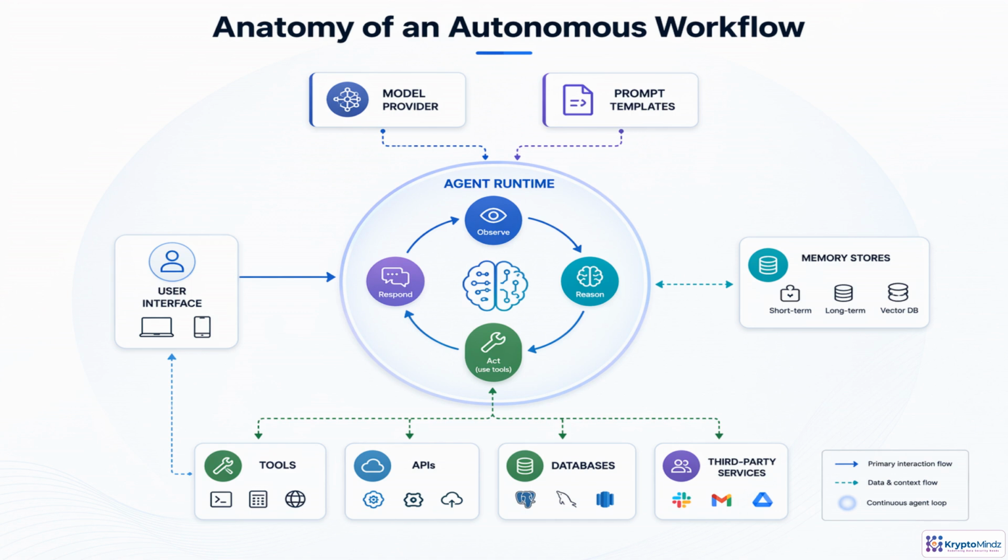An autonomous workflow is more than a model answering a prompt. The user may enter through an app, but the real activity happens in the agent runtime, where the system observes context, reasons about a goal, acts through tools, evaluates the result, and responds. Around that loop are prompt templates, model providers, memory stores, APIs, databases, and external services. Each connection can carry sensitive data or influence behavior. So security analysis has to cover both the architecture you designed and what actually happens during repeated runtime decisions.